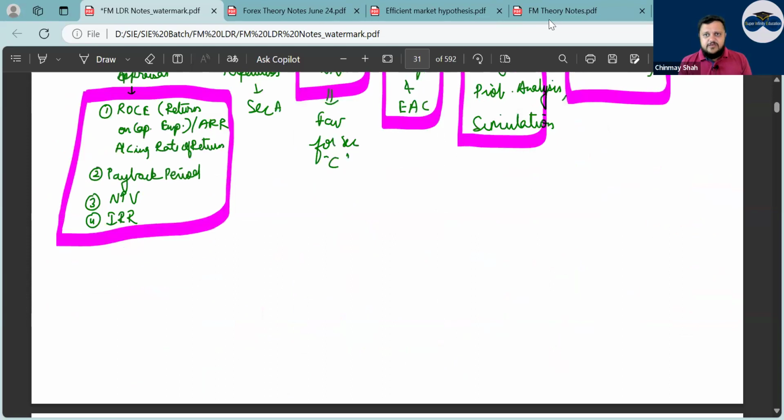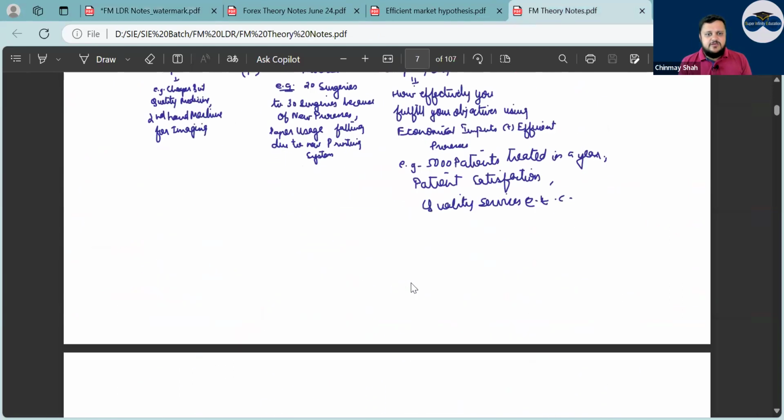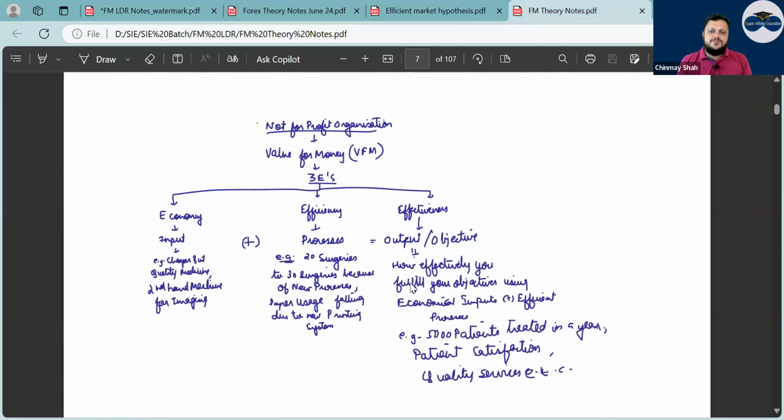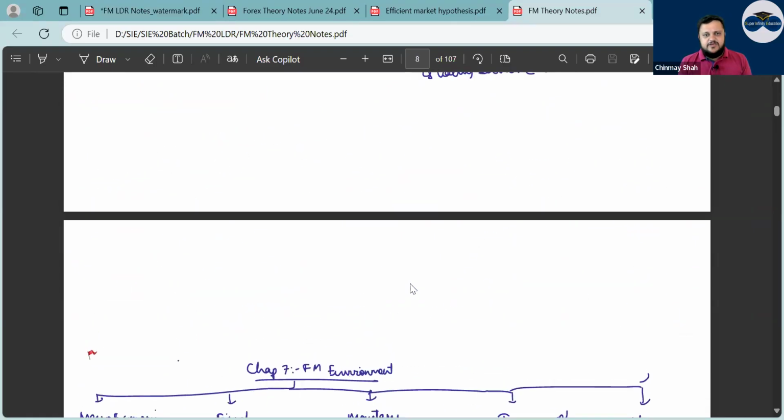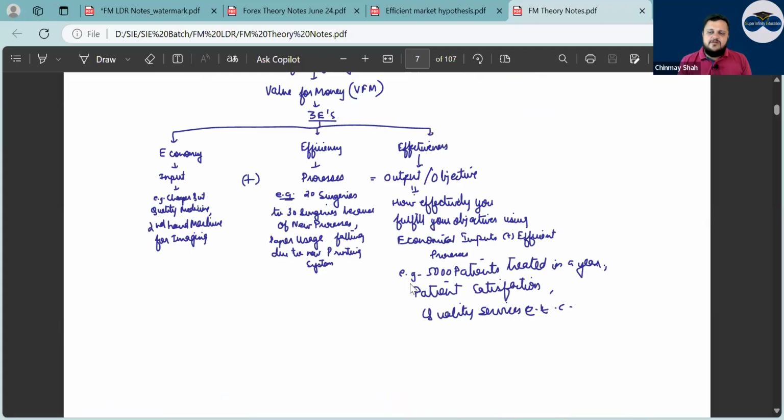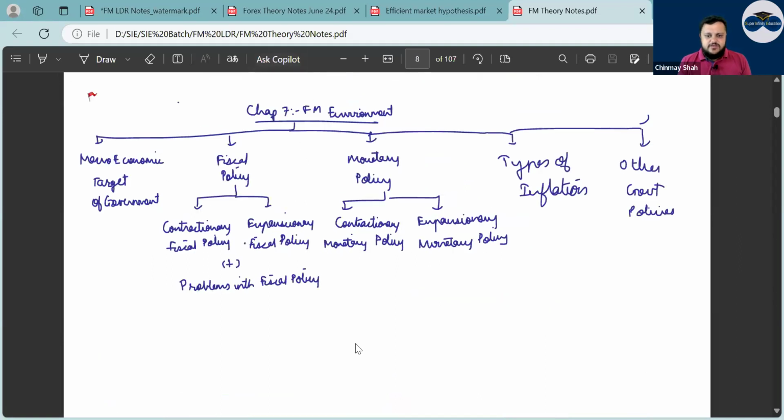I think the value for money, VFM concept, I have taken here. Value for money has 3 Es: economy, efficiency, effectiveness. Economy relates to inputs, efficiency relates to process, and effectiveness is how effectively you fulfill your objectives, correct? That is your effectiveness, and that is how the 3 Es work out. Always, sir, great inputs, economy, correct? Economical inputs. Great processes, efficient processes. Sir, objectives fulfilled, effectiveness. Right? Questions of this sort come up.